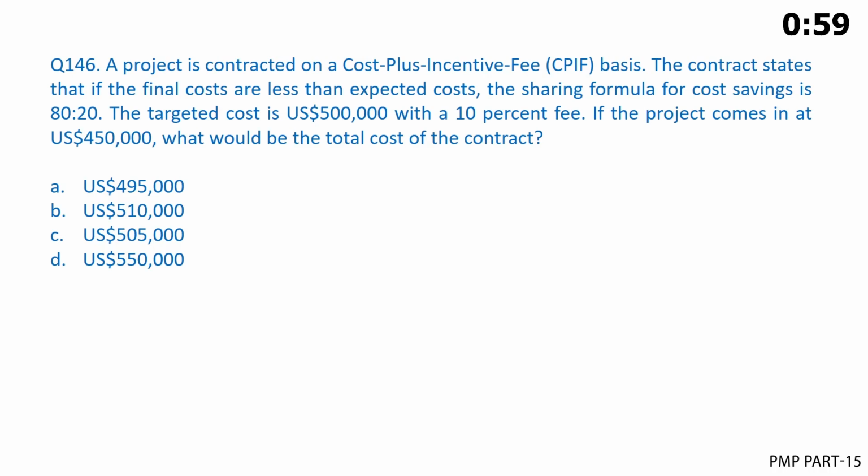A project is contracted on a cost-plus incentive fee (CPIF) basis. The contract states that if the final costs are less than expected costs, the sharing formula for cost savings is 80-20. The targeted cost is $500,000 with a 10% fee. If the project comes in at $450,000, what would be the total cost of the contract? A. $495,000. B. $510,000. C. $505,000. D. $550,000.